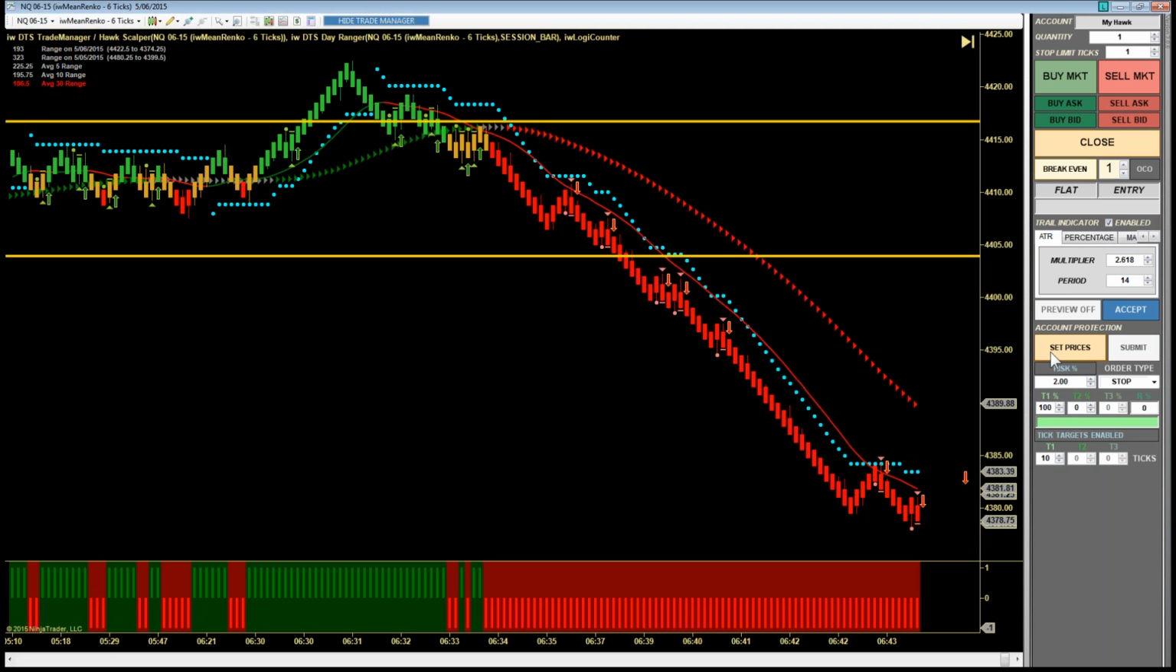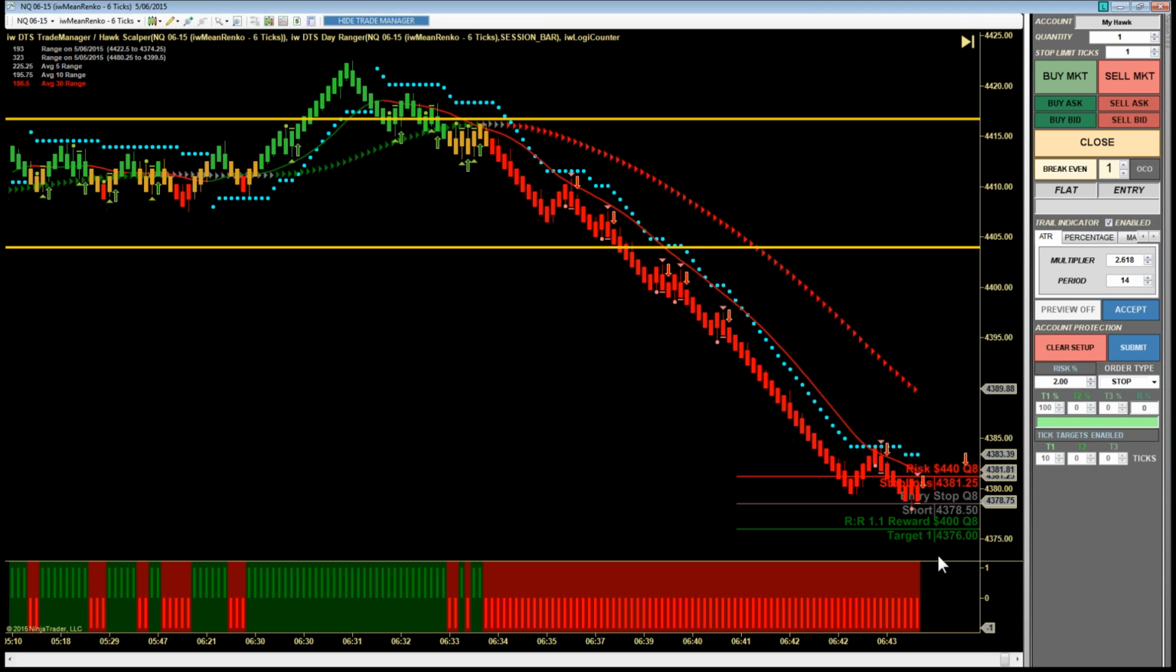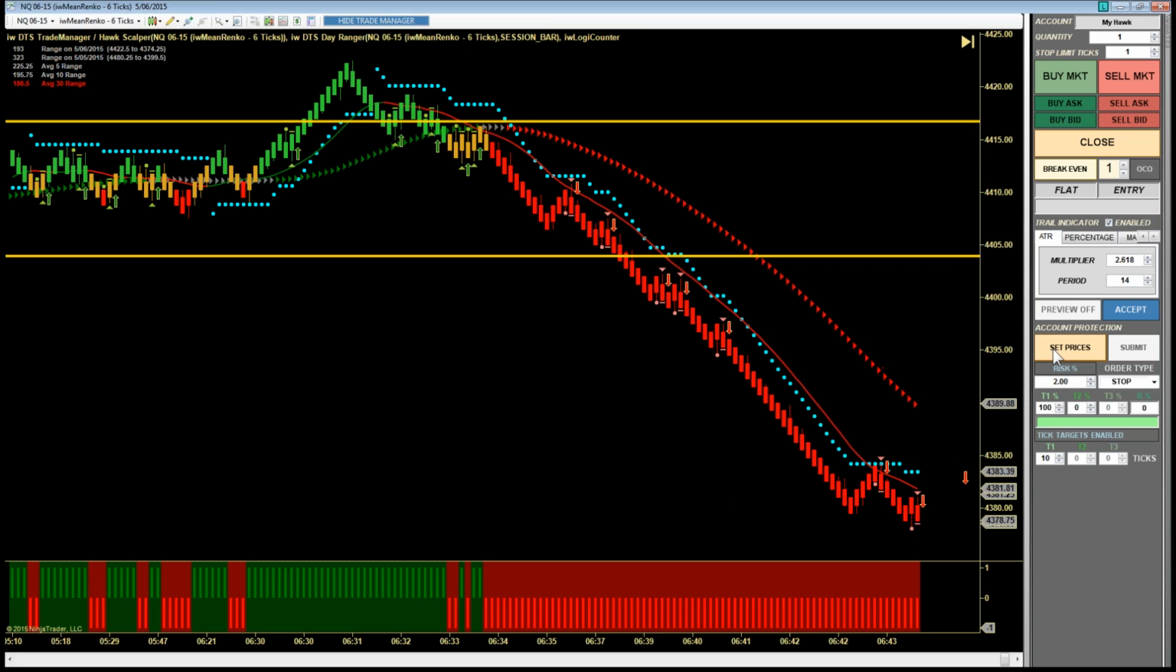But the point I'm trying to make is don't strangle your trade. Don't frame your trade really tight, hoping that's going to minimize your risk exposure. It's not. All you're going to do is frame your trade so tight that you get stopped out before you have a chance to make a reasonable or any profit.